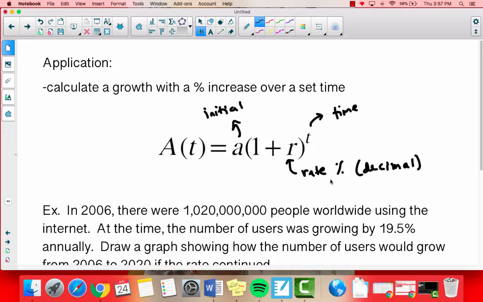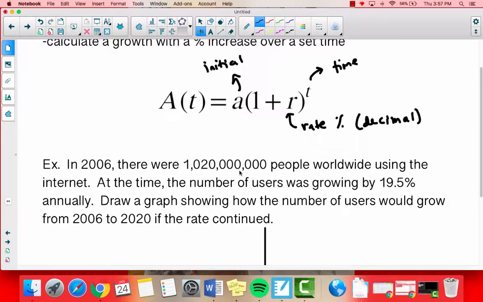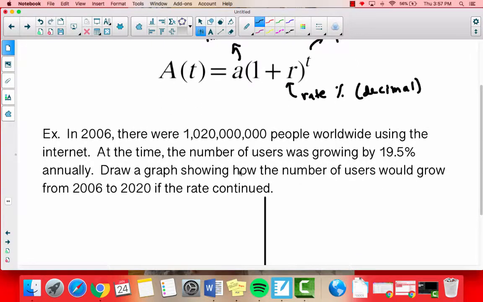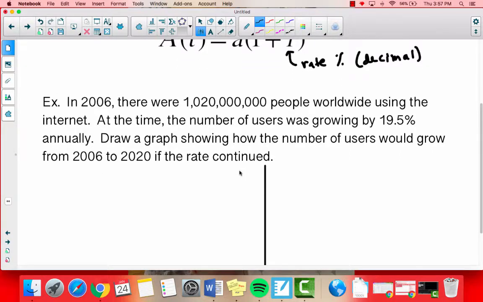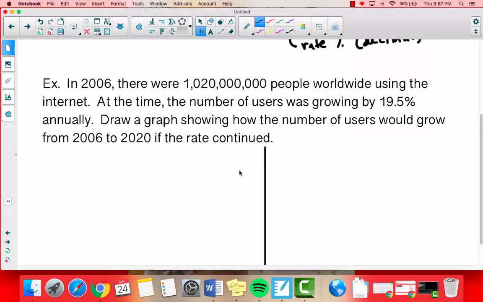Okay, so in this example that I got here, we're talking about the number of people in the world that use the internet. And in 2006, they did this poll, and they found that this many people, over 1 billion people, use the internet worldwide. And it says at the time, they knew that the users were growing by 19.5%. So almost 20% every year, more users were using the internet. And so it says, draw a graph showing how the number of users would grow from 2006 to 2020 if the same percentage rate was used.